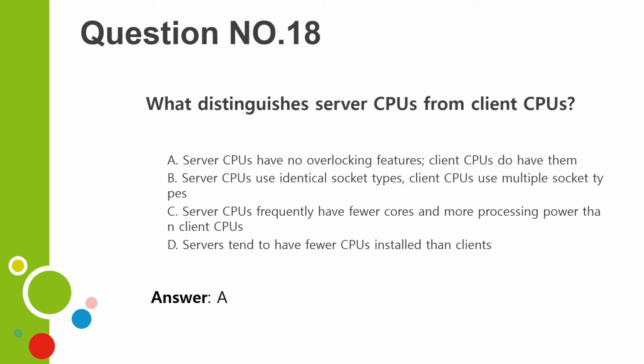Question number 18. What distinguishes server CPUs from client CPUs? A. Server CPUs have no overclocking features, client CPUs do have them. B. Server CPUs use identical socket types, client CPUs use multiple socket types. C. Server CPUs frequently have fewer cores and more processing power than client CPUs. D. Servers tend to have fewer CPUs installed than clients. Answer, A.